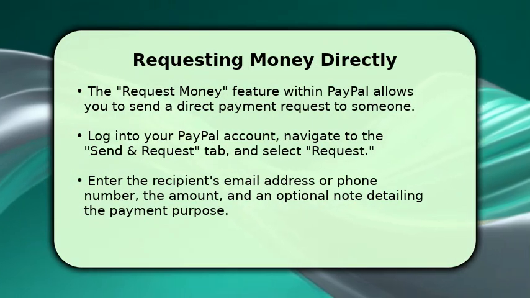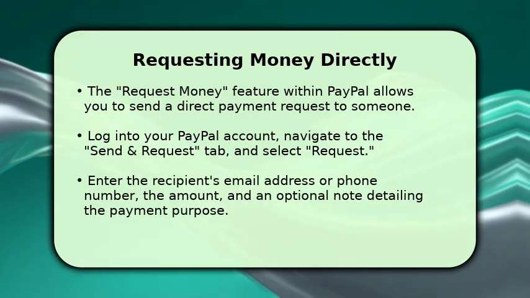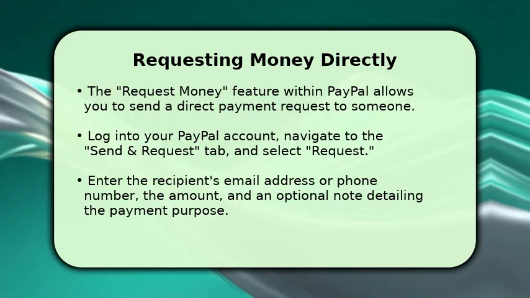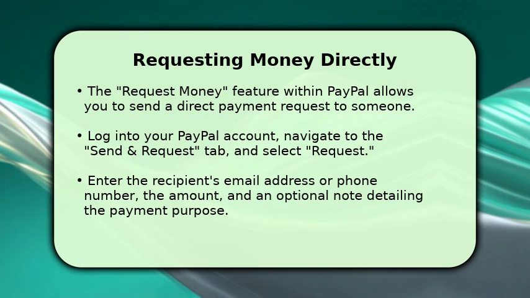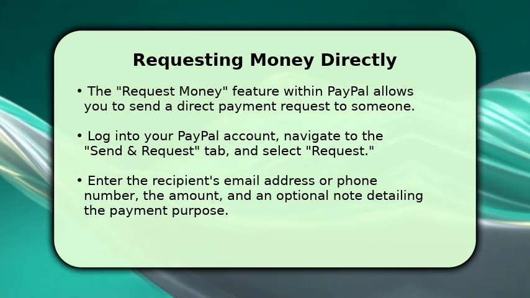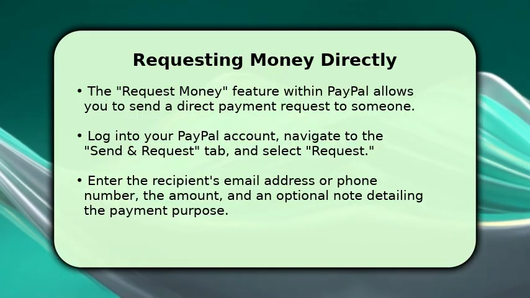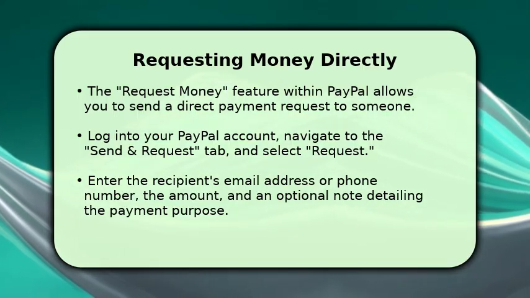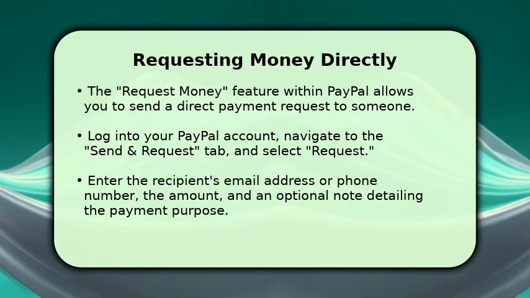Alternatively, you can use PayPal's direct request money feature. Log into your PayPal account and look for the Send and Request tab. From there, select Request. You'll then enter the email address or phone number of the person you're requesting money from, specify the exact amount, and you can even add a detailed note about what the payment is for. This method is ideal for one-off, specific transactions.